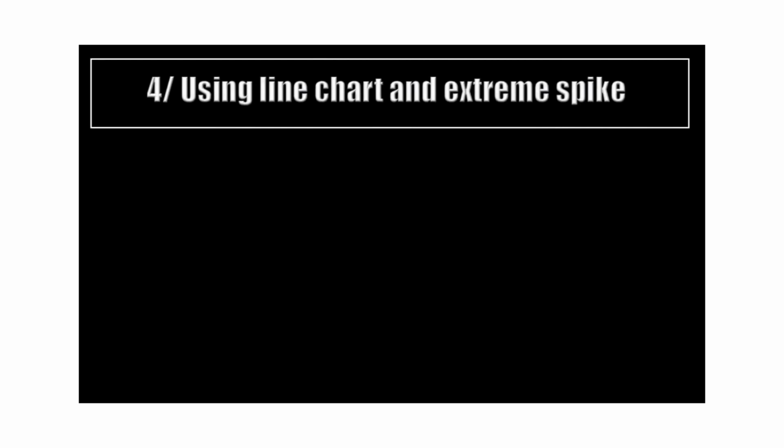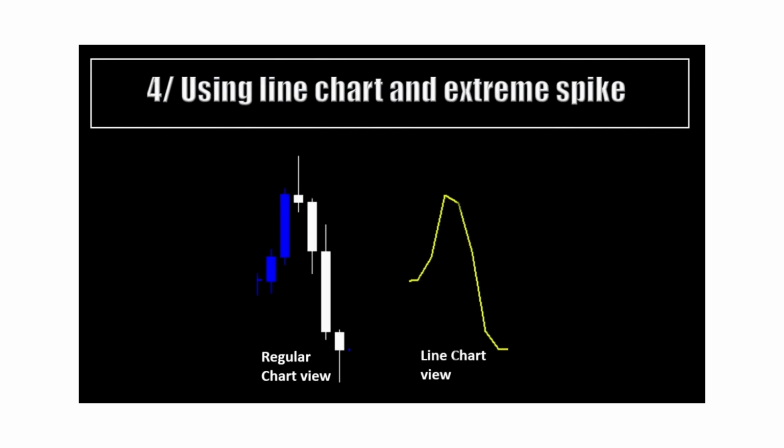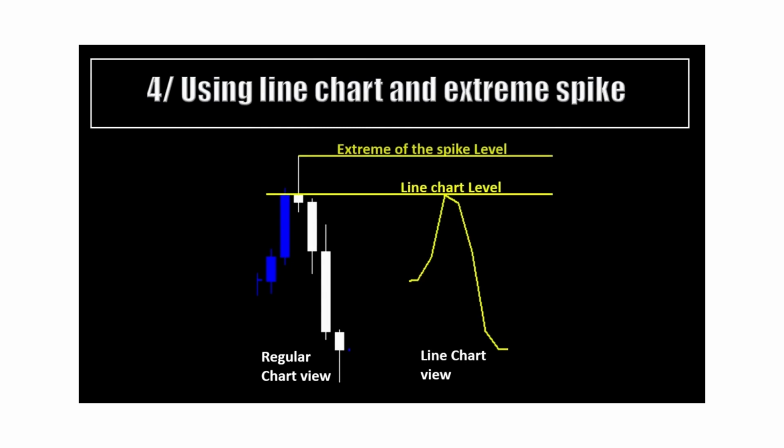Fourth, using line chart and extreme spike. This is a regular candlestick chart view. Then next to it is the line chart. I used to place the first level at the line chart level, then a second at the extreme of the spike level.